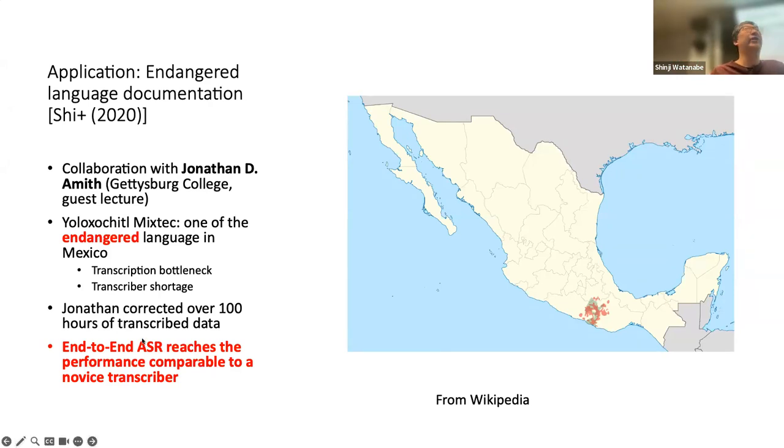But by using end-to-end ASR, we can build a speech recognition system for this endangered language. The performance doesn't reach the expert level, but at least it reaches the novice transcriber level, which is not bad. Then we can just correct it by using the expert and so on. So this kind of multilingual ASR system can also be used for endangered language documentation.